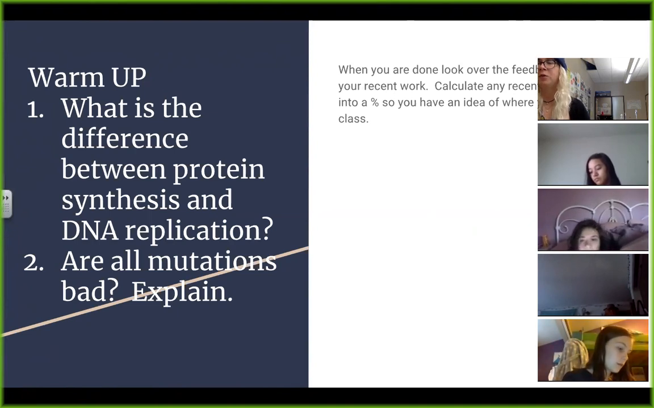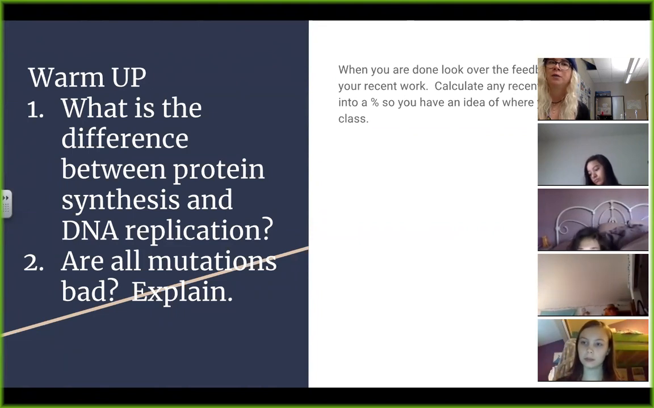Okay, I see Alina wrote yes. I'm not really sure what question that's answering, since one of them says explain and one of them says what is the difference. Elizabeth says protein synthesis is like the making of proteins, and DNA replication is when DNA is copied. Good, right?